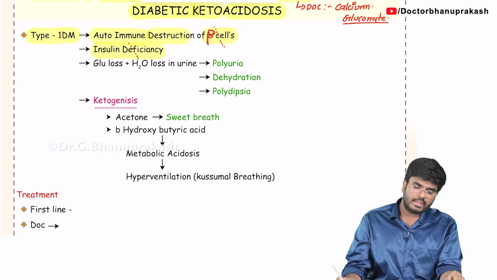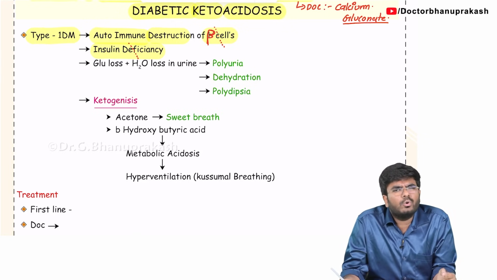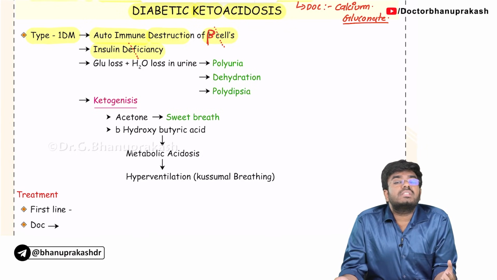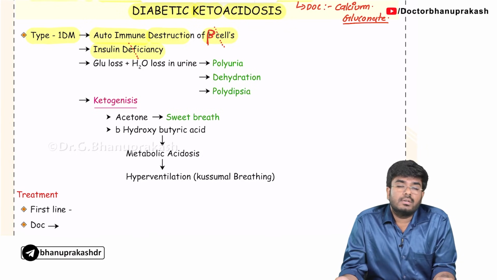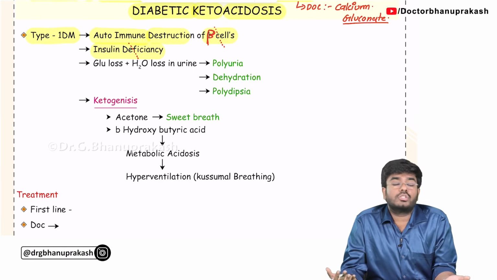Now tell me, whenever the insulin is not there, do you think my skeletal muscles and adipocytes can take the glucose? No insulin means no glucose uptake. So the glucose is not going into the cells, glucose is staying in the blood. Now, what happened to the blood glucose levels? There is lots and lots of glucose in the blood. Now, where will this glucose go?